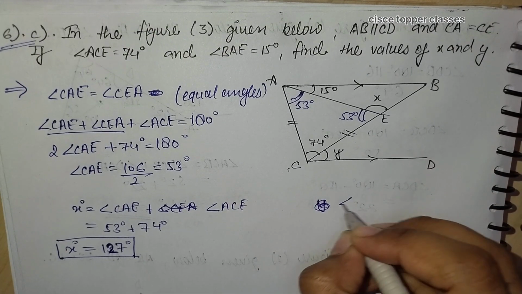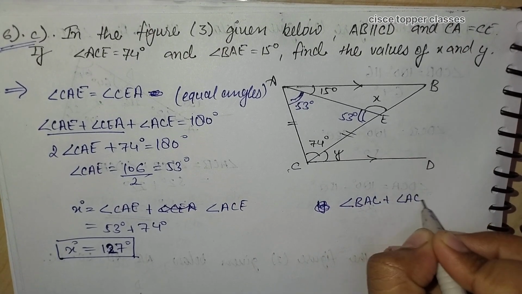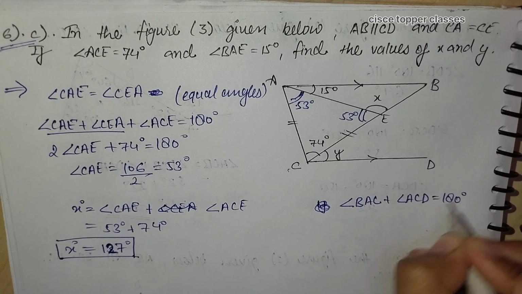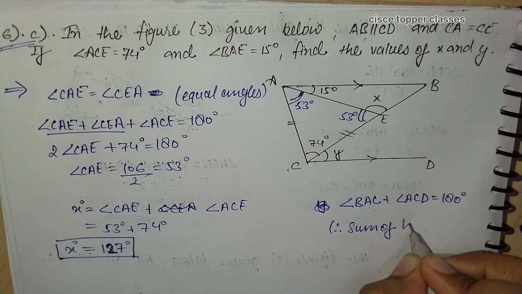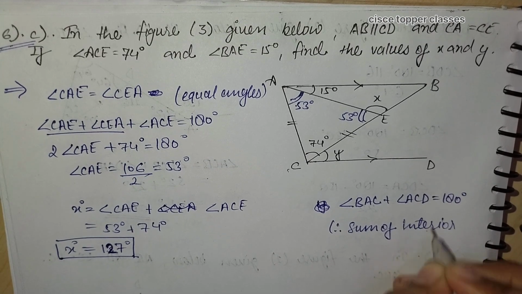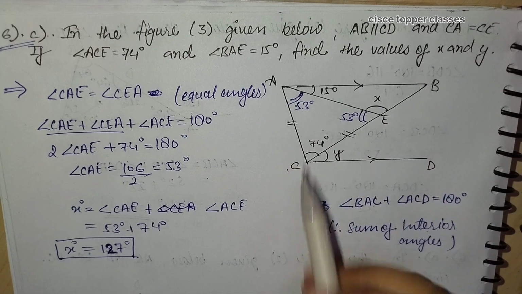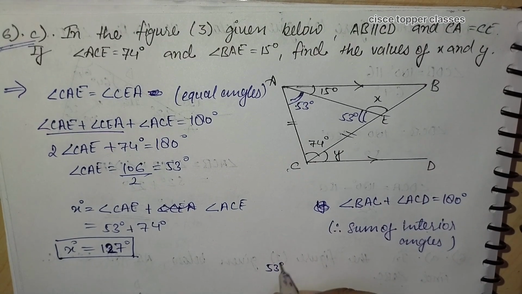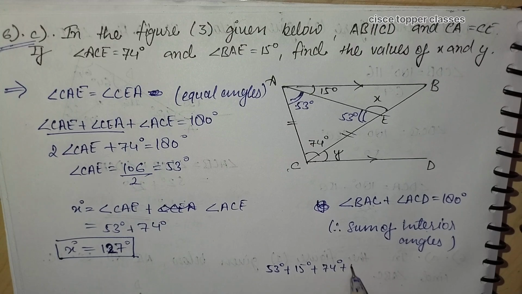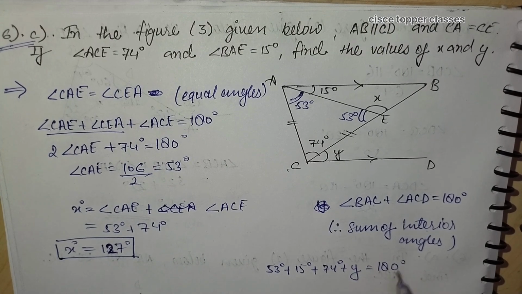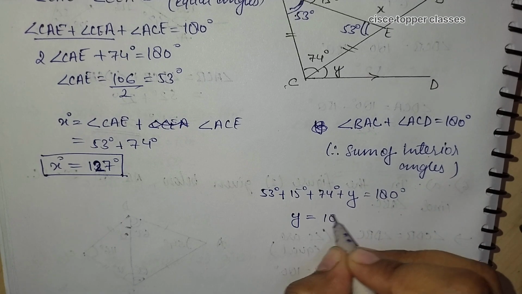So here we can see that angle BAC plus angle ACD is equal to 180 degree, which is the sum of interior angles here. Putting the value here, we can find that angle BAC is equal to 53 degree plus 15 degree, and here ACD will be 74 degree plus y equal to 180 degree. Now we can find the value of y from here, as y is equal to 180 degree.